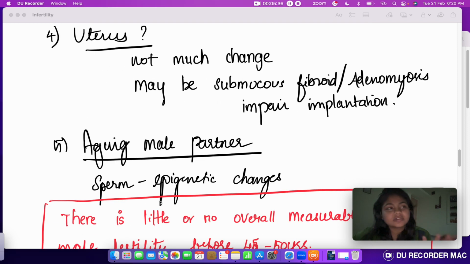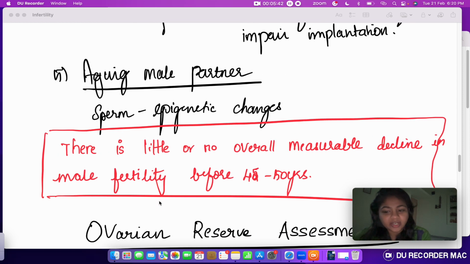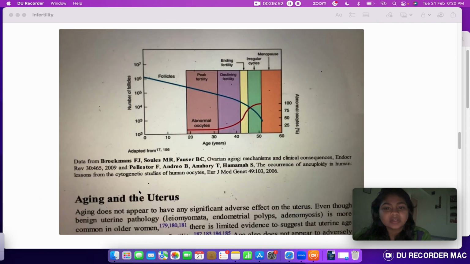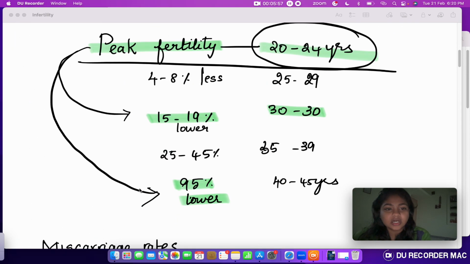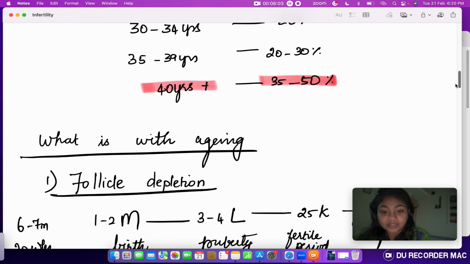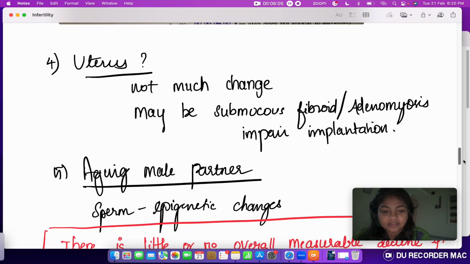In males also, because of aging, they can accumulate epigenetic changes, and that can be seen in the sperm. This point in red is taken directly from the textbook: there is little or no overall measurable decline in male fertility before 45 to 50 years. So the tabular column that shows loss in fertility as age advances is only for females and not for males. This is a statement from Speroff.